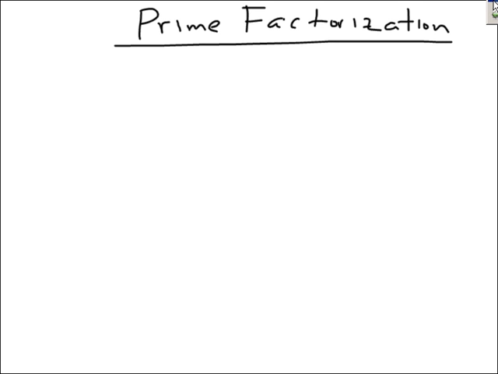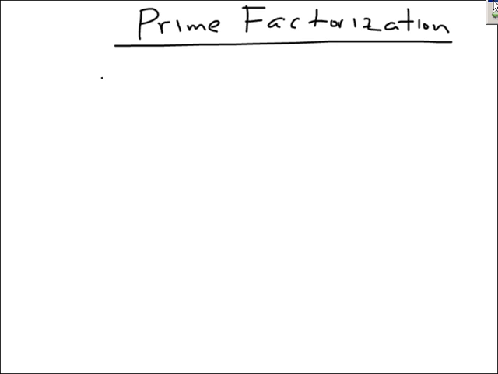Right, now we're going to talk about prime factorization. In the last video, we talked about prime numbers. A number is prime if it's not 1. 1 is not a prime number. And the only numbers that go into this number are 1 and the number itself.